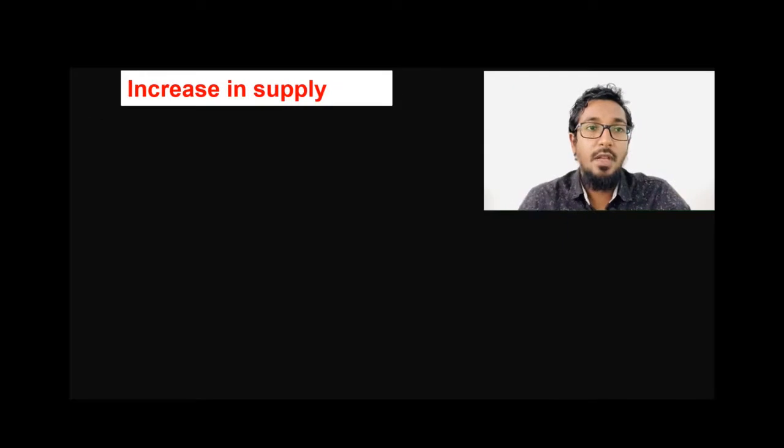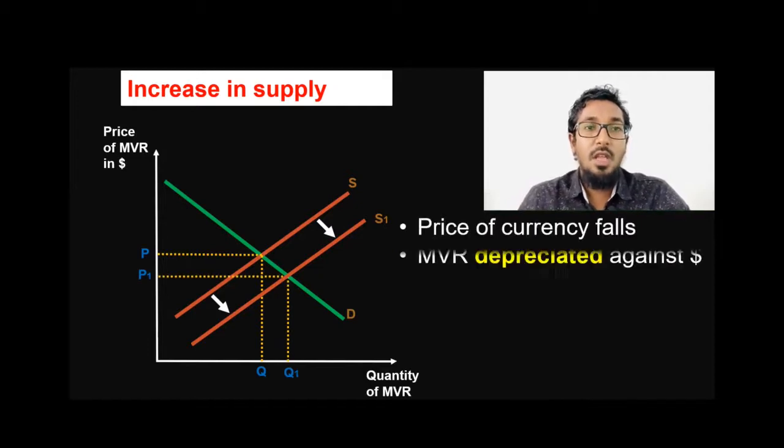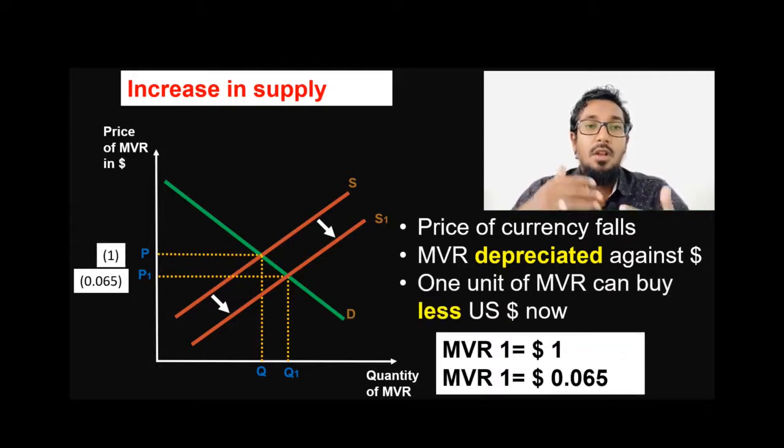Then, an increase in supply. If the supply curve increases, it will shift to the right, isn't it? So this also makes the price fall. The same thing happened as before: the price of the currency, MVR, falls. So now with the same amount of MVR we can buy less dollar. The same explanation goes for this one as well. So we say MVR has depreciated against the dollar, but the dollar has appreciated.